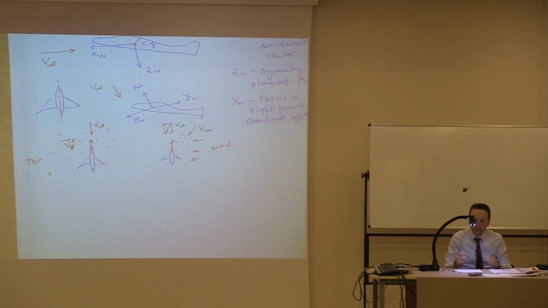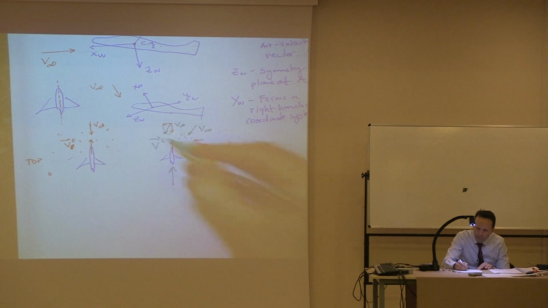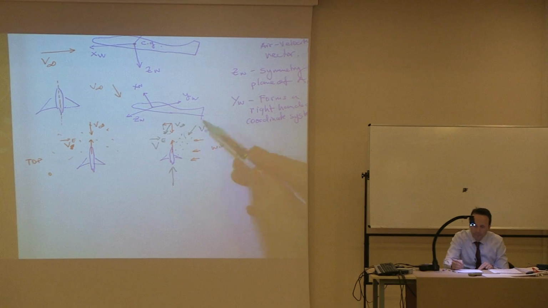Understood? Although the airplane is moving in this direction, this is the velocity with respect to air, with respect to Earth, right? So obviously the airplane is moving forward. But because of the wind, V infinity is the forward velocity of the air plus the side wind, so this is V infinity.